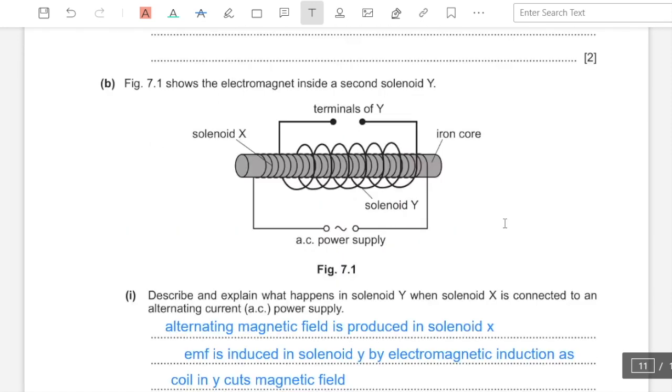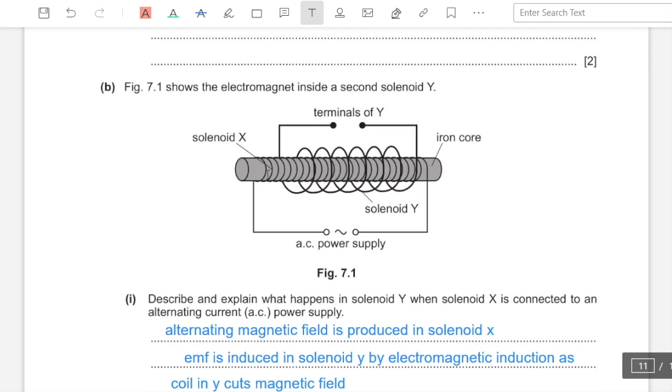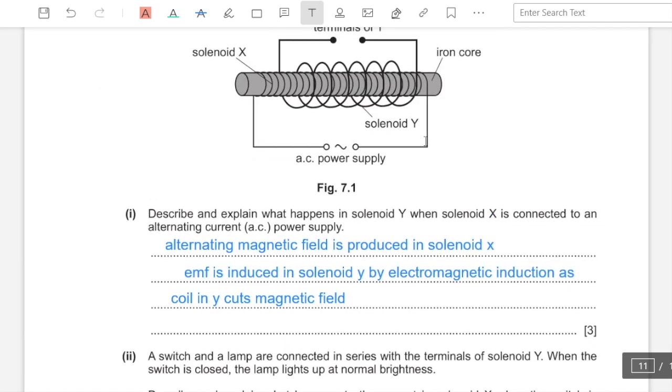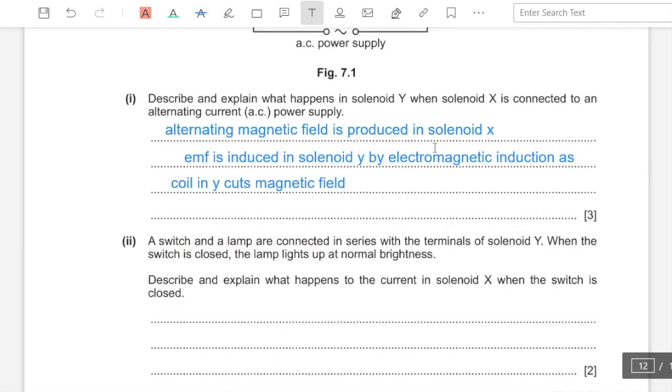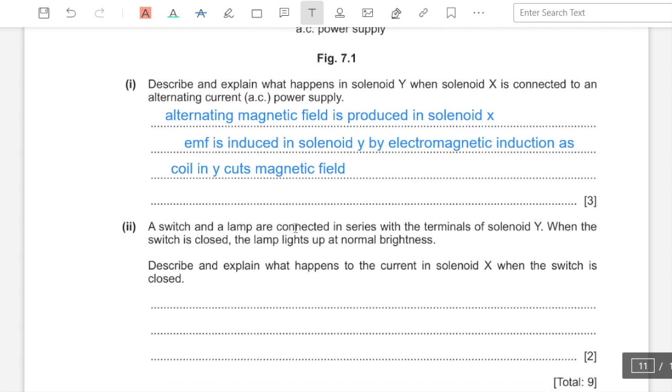Alright. Since we had a changing magnetic field in solenoid X over here, that means an alternating current is going to be induced in solenoid Y, which means the voltage over here is going to be fluctuating. And despite the fact that the voltage increases and decreases, the question states that when the switch is closed, the lamp lights up at normal brightness.